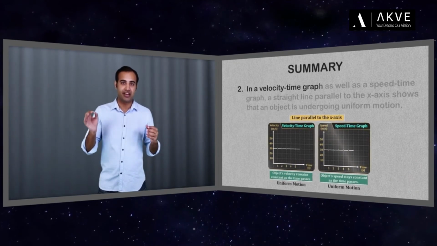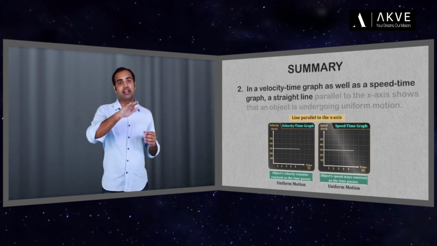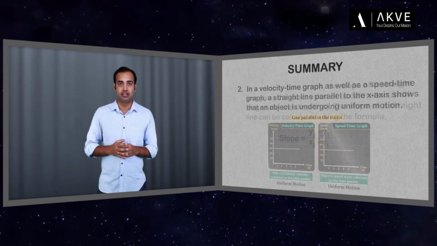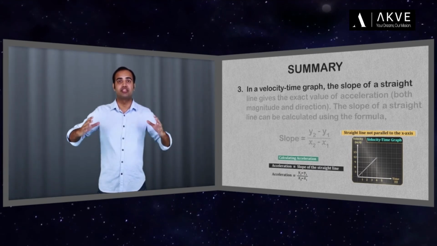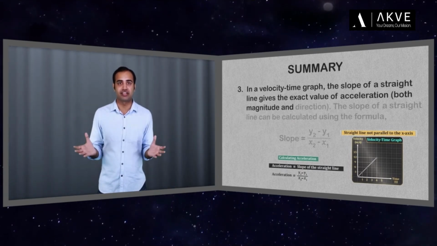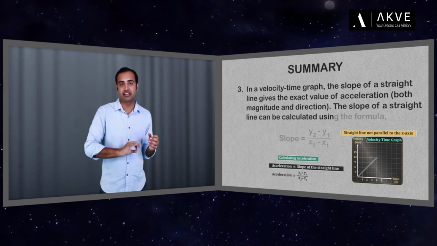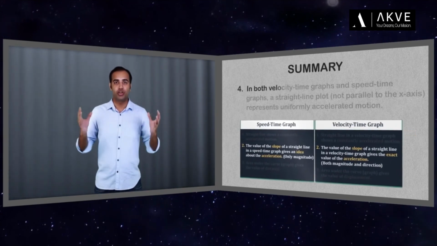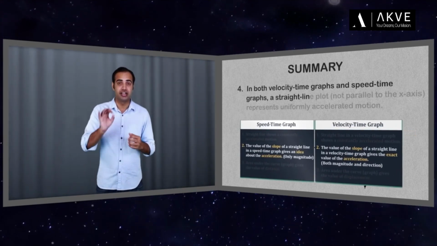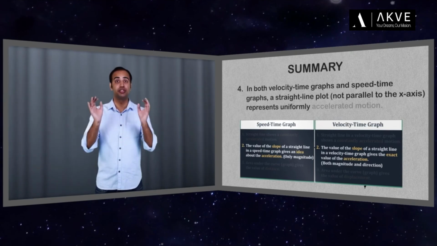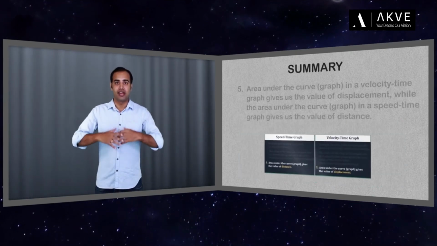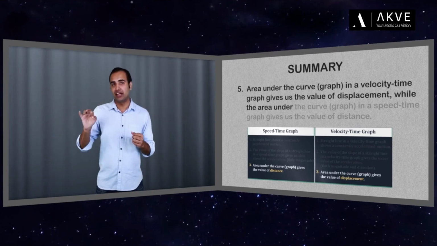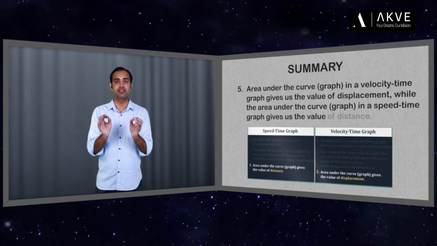In a velocity-time graph as well as a speed-time graph, a straight line parallel to the x-axis shows that an object is undergoing uniform motion. In a velocity-time graph, the slope of a straight line gives the exact value of acceleration. The slope of a straight line can be calculated using the formula y2 minus y1 divided by x2 minus x1. In both velocity-time graphs and speed-time graphs, a straight line plot essentially represents uniformly accelerated motion. Area under the curve in a velocity-time graph gives us the value of displacement, while the area under the curve in a speed-time graph gives us the value of distance.